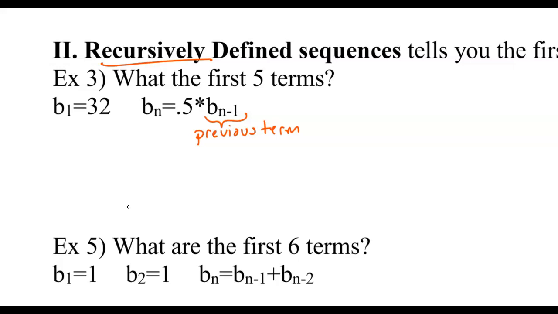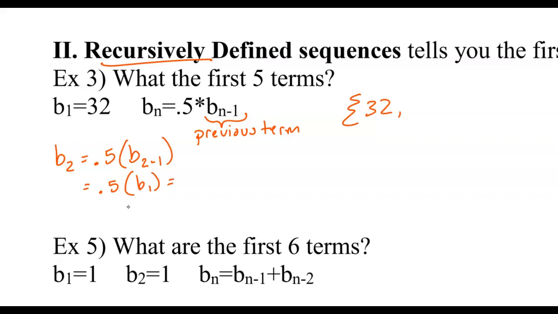So it wants us to find the first 5 terms. If I'm trying to find b sub 2, we already know the first term is 32. Great. If I'm trying to find b sub 2, I take 0.5 and I multiply it by b, where n in this term is 2, minus 1, is b sub 1. So I'm looking at b sub 1, which I know is 32, and 0.5 times 32 is 16. This is a very complex and convoluted way to say we're just multiplying by a half every time. So 32 times a half is 16. Okay. 16 times a half is 8. Okay. 8 times a half is 4. 4 times a half is 2. Done.